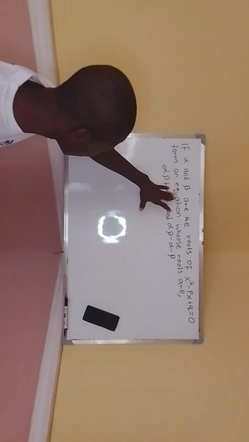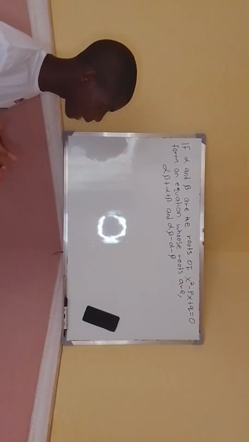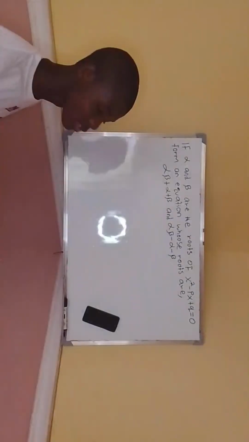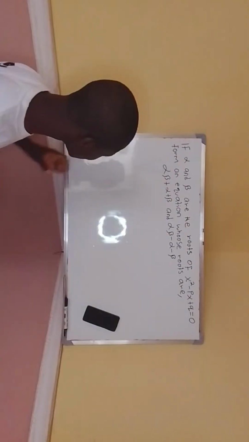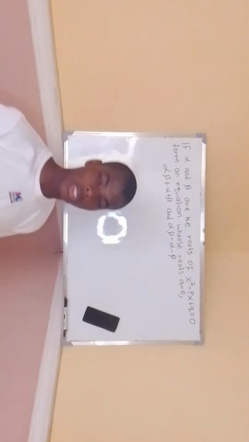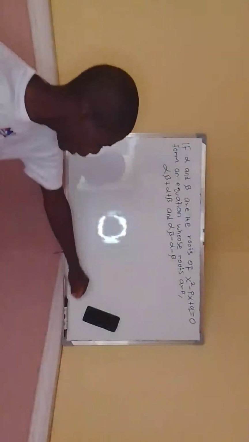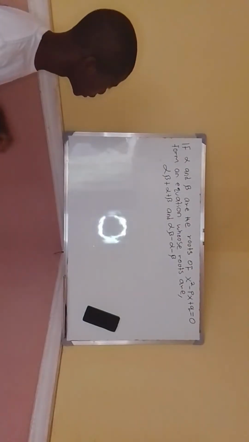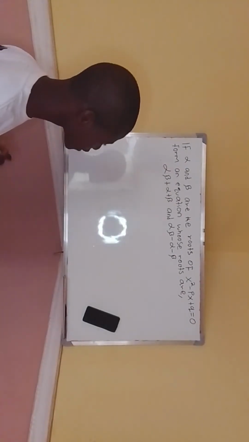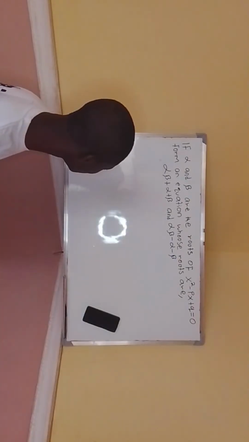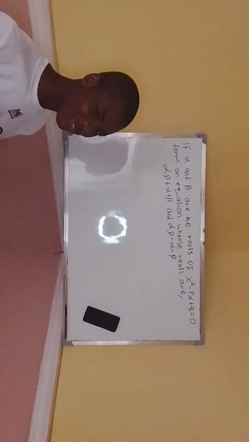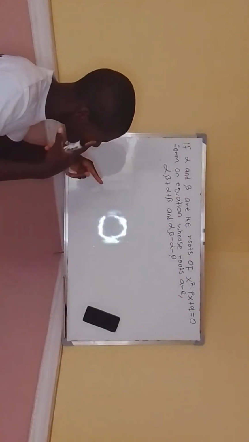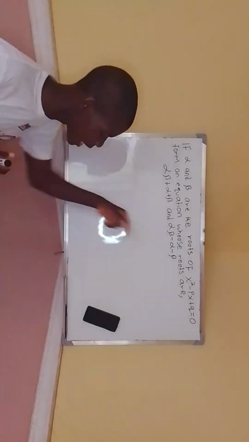The question says: if alpha and beta are the roots of x squared minus px plus q equals 0, form an equation whose roots are alpha beta plus alpha plus beta and alpha beta minus alpha minus beta. We shall see how to form an equation in terms of the symmetrical functions of the roots.